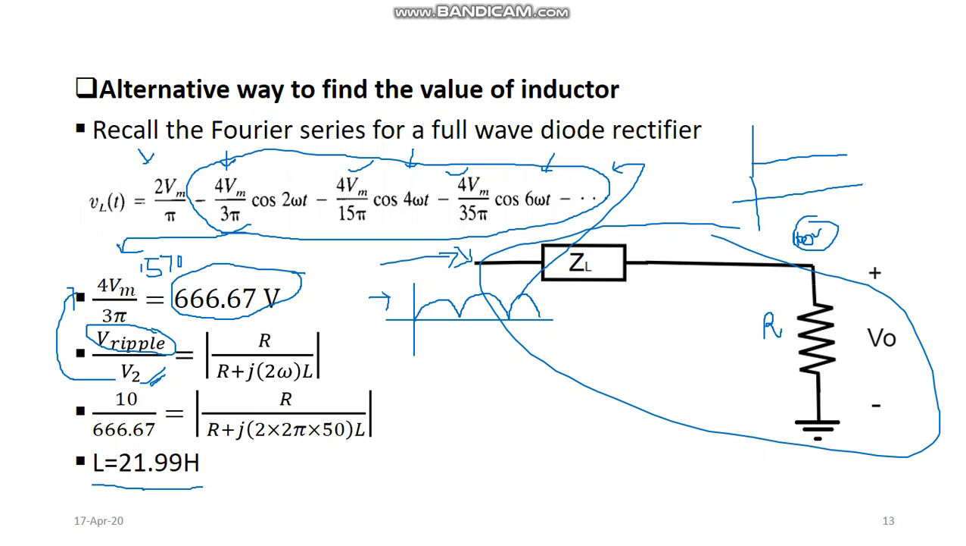So the DC value 2 Vm by pi will pass through unaffected, and this 4 Vm by 3 pi component will be suppressed by this inductance and will come out to be 10 volt. So this will be the AC component that will be overriding this DC voltage. The output voltage obtained will be something like this. And when we calculated its expression, the inductance came out to be 21.99 Henry, which was the same as in the first method.